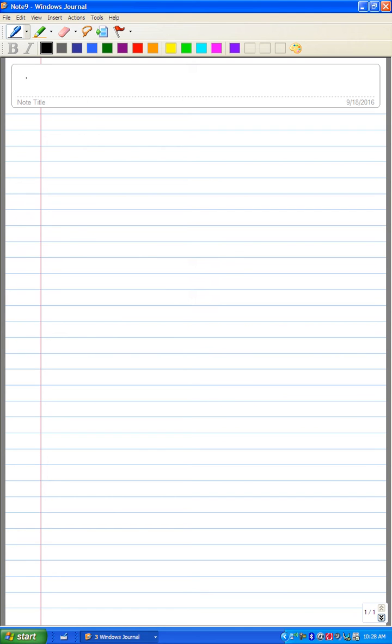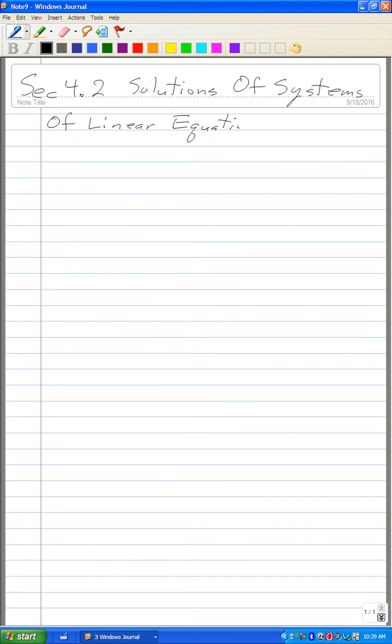Section 4.2, solutions of systems of linear equations using the substitution method.